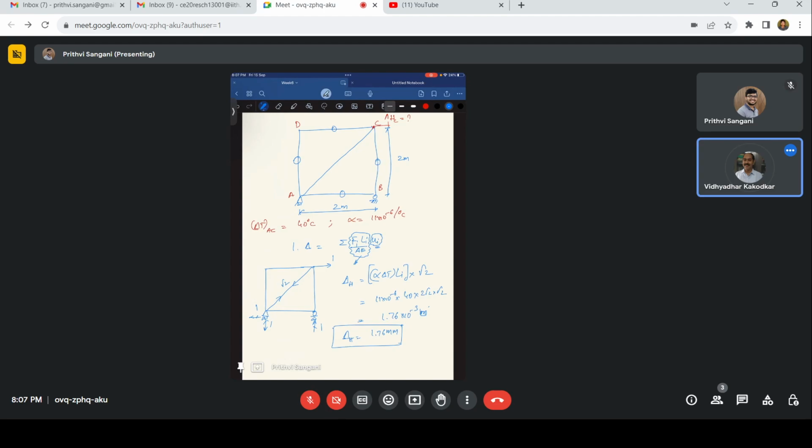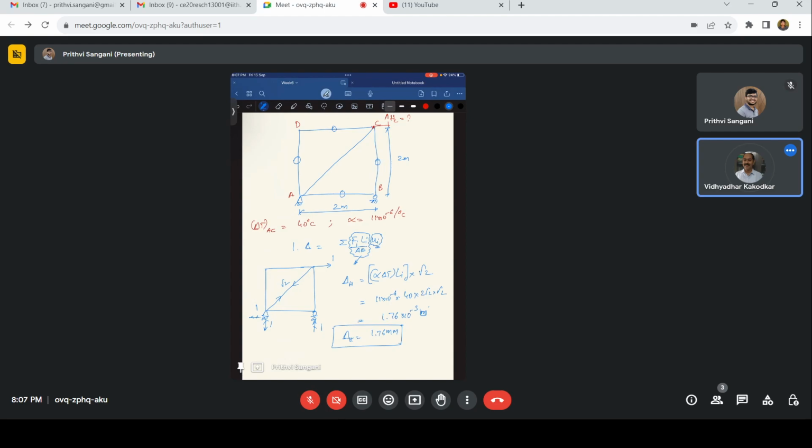Initially, you have some external loads, so you'll be applying 1 kilonewton here. At the same time, you also apply a vertical reaction force here. So with this, what you are trying to find, you're going to find delta 1 and delta 2, right?